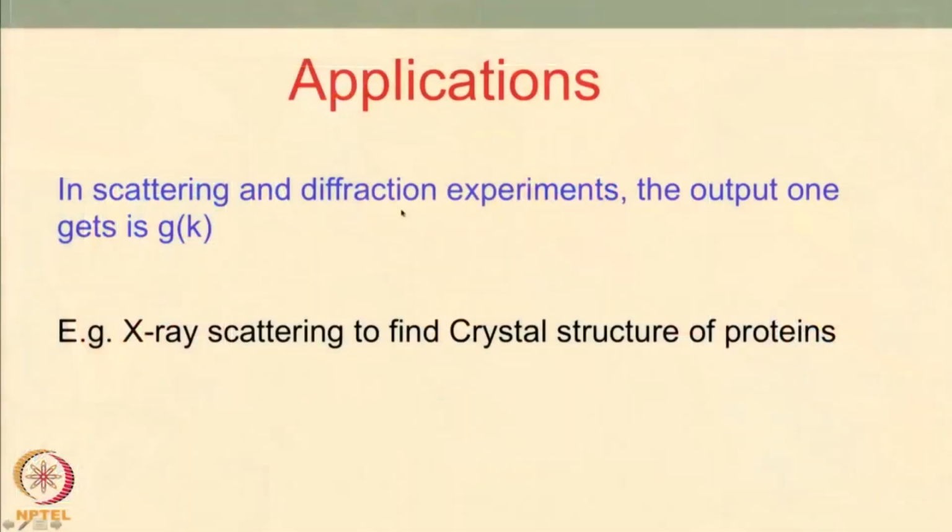So, in scattering and diffraction experiments, the output one gets is g of k. For example, X-ray scattering, which would find us the crystal structure. So this is what is very often used in many kinds of experiments.